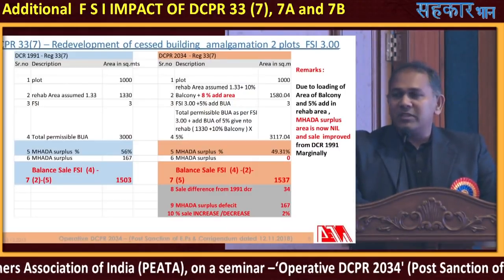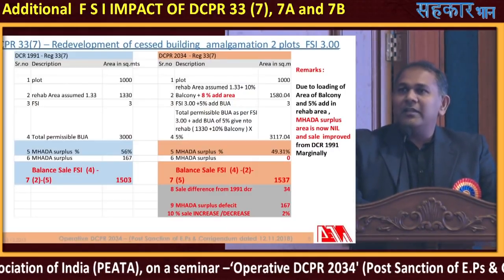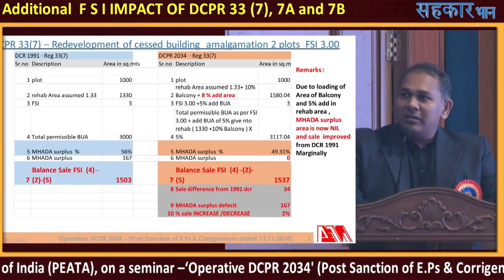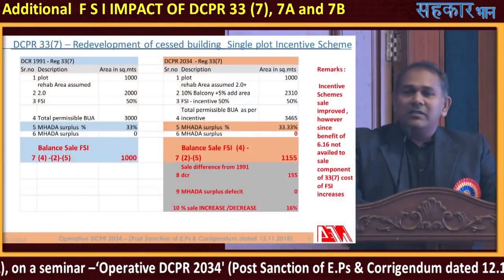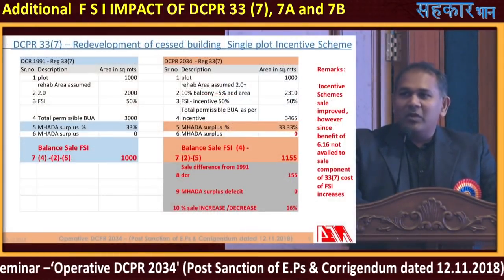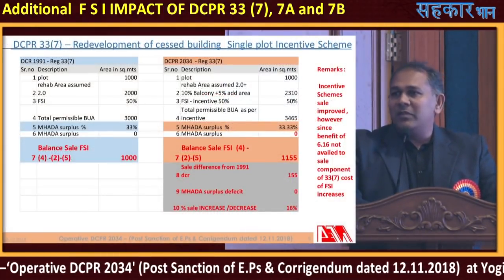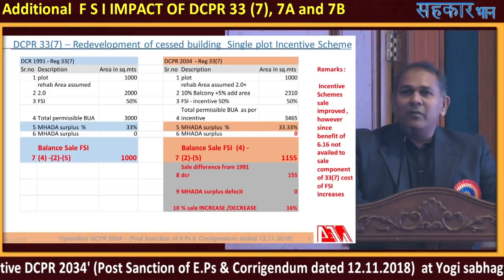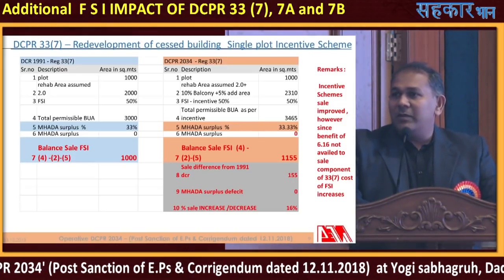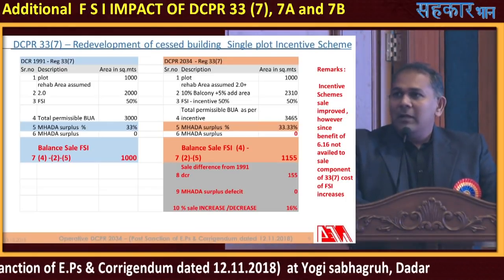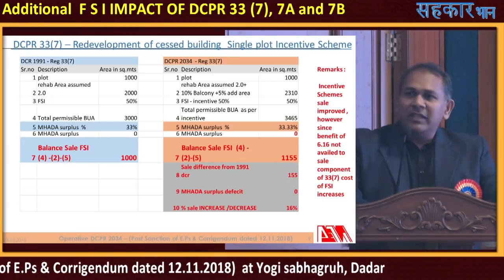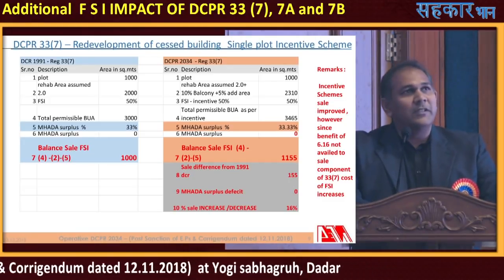So it's going to make more sense now to amalgamate plots and then do the development, rather than depending only on single plot development. In case of incentive schemes, it is definitely wow for them, because there's going to be at least 16% to 19% increase. They're going to get incentive over the balcony as well as the 5% which is being added to the rehab component. So all the incentive schemes will be definitely happy, but the 3 FSI schemes, which are on single plots, are going to be really big sufferers in this case.